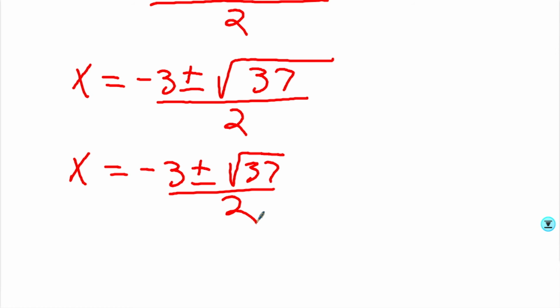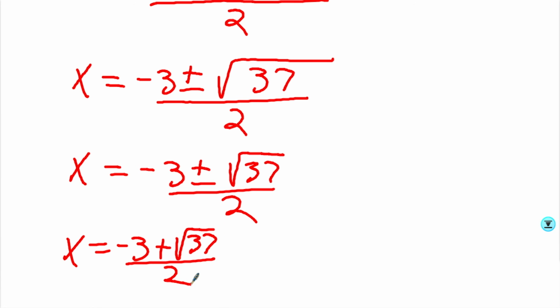And again, just to help you recognize there's 2 solutions, I'm going to split this out into 2 solutions. I'm going to have x equals negative 3 plus the square root of 37 divided by 2, and x equals negative 3 minus the square root of 37 divided by 2.